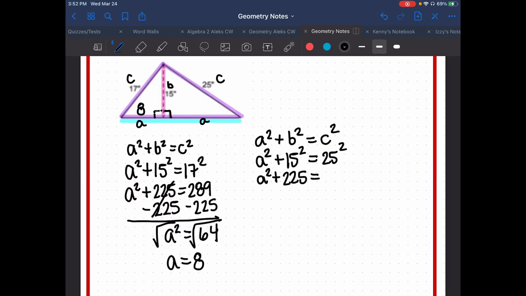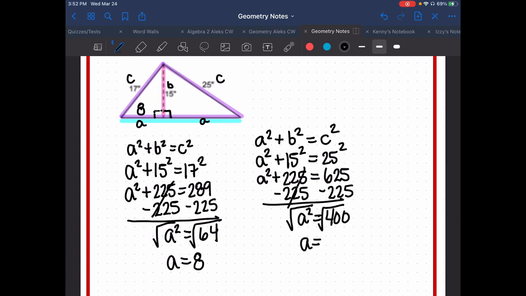So 15 squared again was 225. 25 squared is 625. Once again, they are on opposite sides of the equal sign, so I have to subtract. So I'm going to subtract my 225, which gives me a squared equals 400. I'm going to take the square root because that's always the last step of the Pythagorean theorem, and I get 20. So this side is 20.